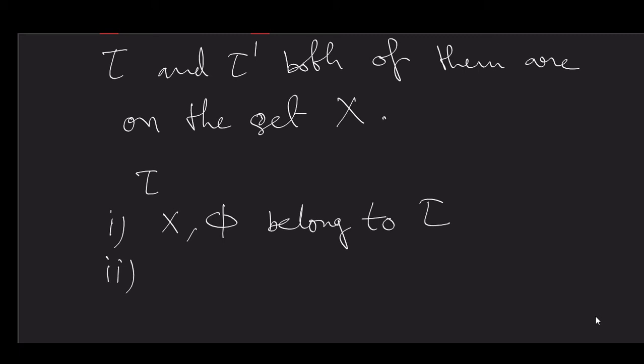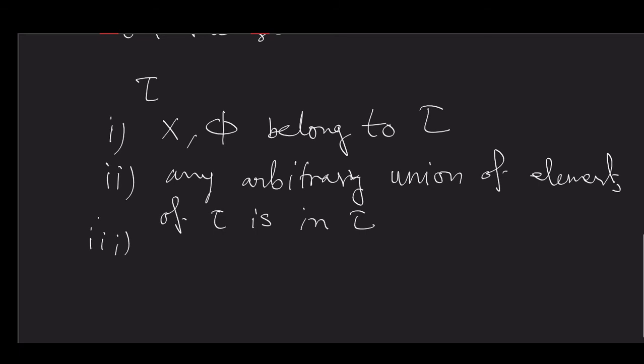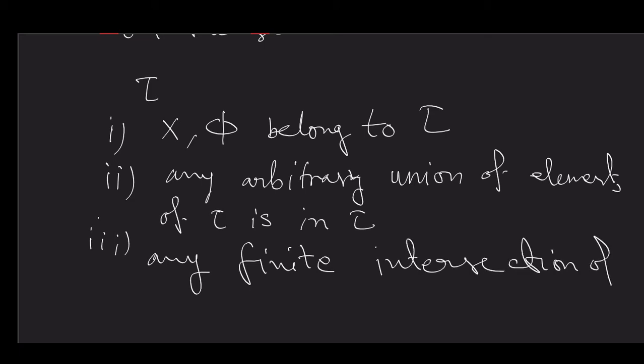The second condition is that any arbitrary union of elements of tau is in tau, and the third is that any finite intersection of elements of tau is in tau. So these are the three things.